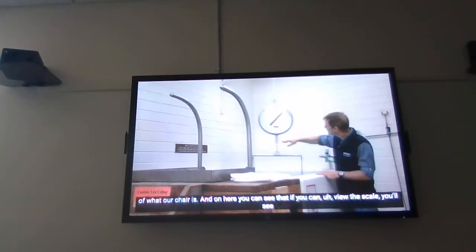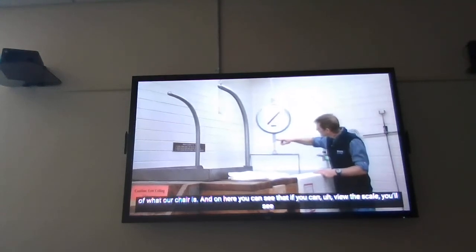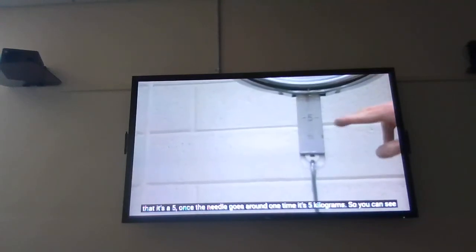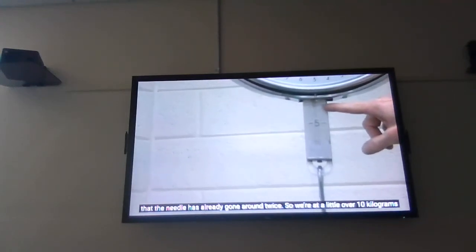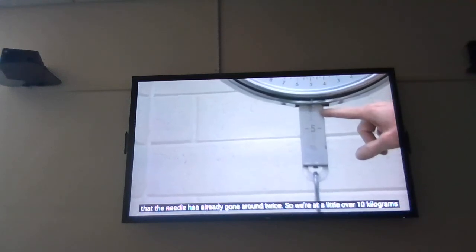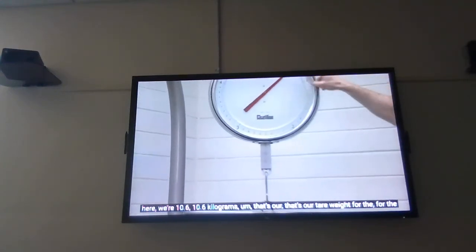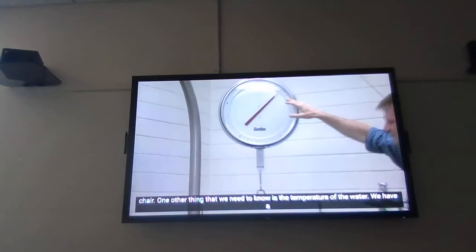And on here, if you can view the scale, you'll see that once the needle goes around one time, it's 5 kilograms. You can see that the needle has already gone around twice, so we're at a little over 10 kilograms here. We're at 10.6 kilograms. That's our tare weight for the chair.